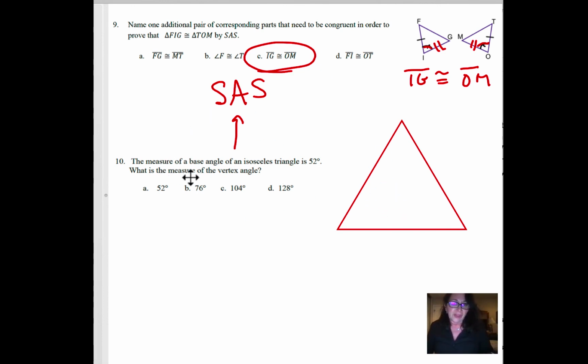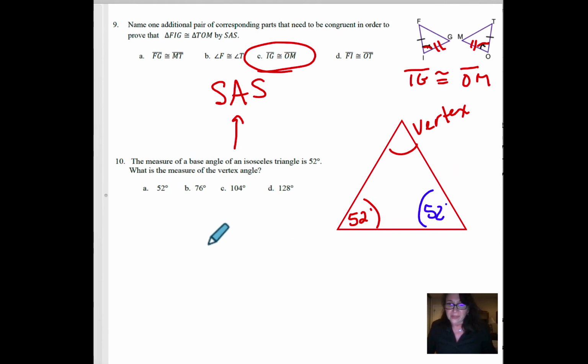For this problem, it says the measure of a base angle of an isosceles triangle is 52. Well, a base angle is on the bottom. That's a base angle. This up here, that's called my vertex angle, or my vertex. And so that's not my base angle. So I've got 52 here, which is the same thing as 52 here. What is the measure of the vertex angle?